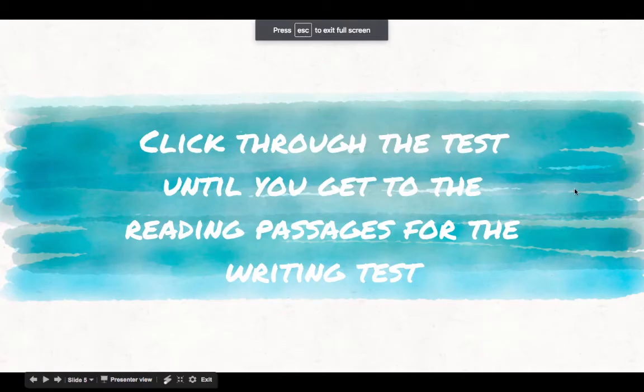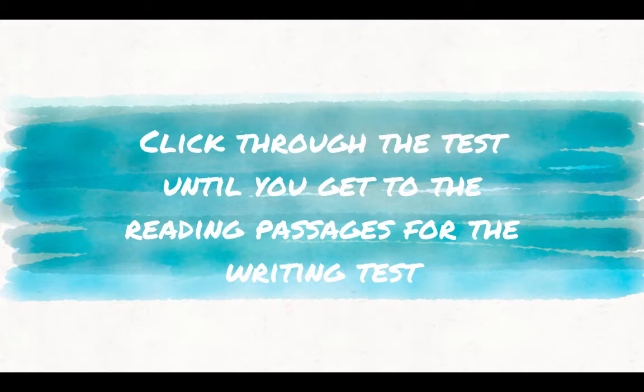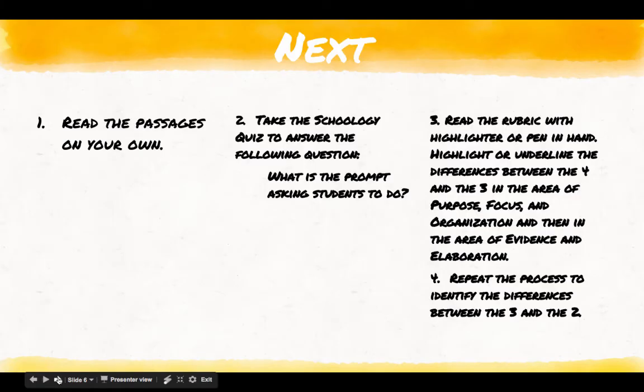Now you're going to click through the test until you get to the reading passages for the writing test. We just showed you what this looks like going through the AIR website. Here are some instructions for you for this activity. The first thing that you're going to do is read the passages on your own. There are a couple of them listed inside the AIR testing site. Then you're going to take the Schoology quiz to answer the following question. What is the prompt asking the students to do?